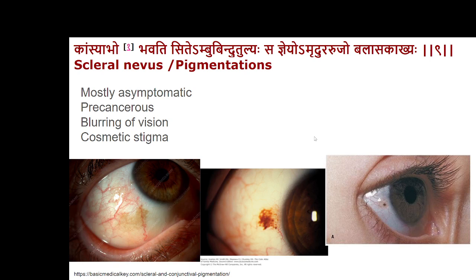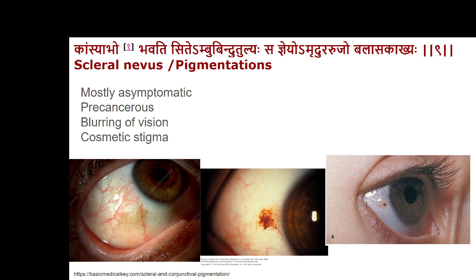Then, Kamsya Bhavati Sindho Sitaha Ambubindutulya Sajnyo Amruduh Arujaha Balasakakyaha. Balasaka is a painless and relatively firm swelling which has a greyish color or reddish color, or is colorless like a water drop, Ambubindutulya. Either it is colorless or has such colors over the area, and it is a painless condition. That's called the balasaka.